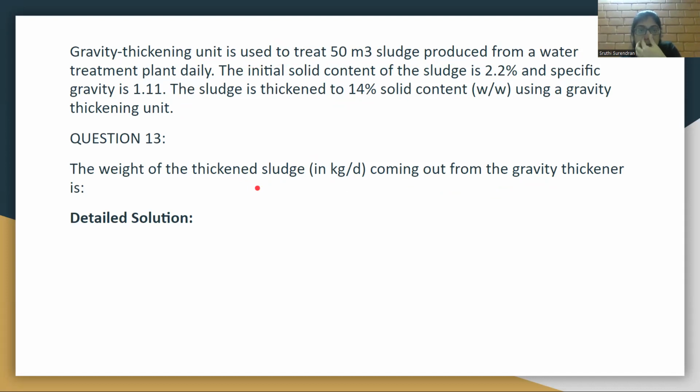So in order to get the volume by volume, this percentage value will be volume by volume converted to liters, and then apply the initial solid content. You will be doing this problem, right?